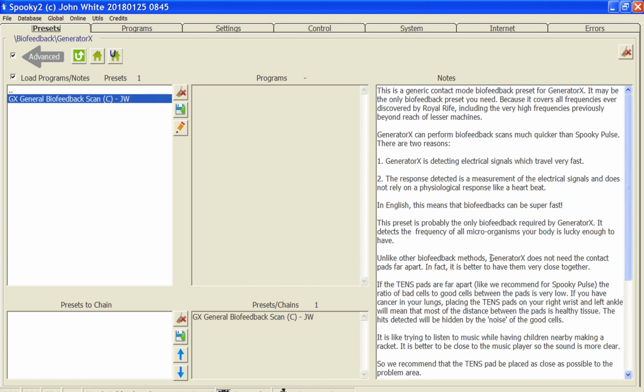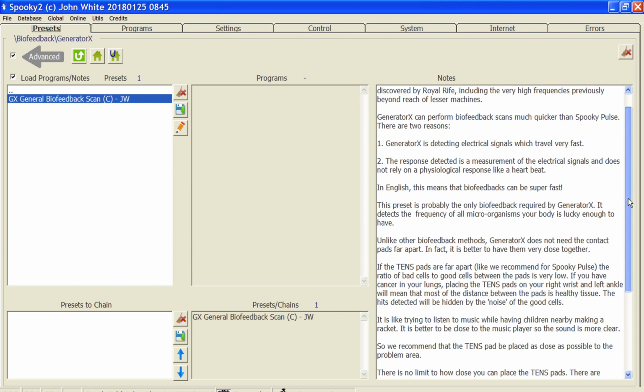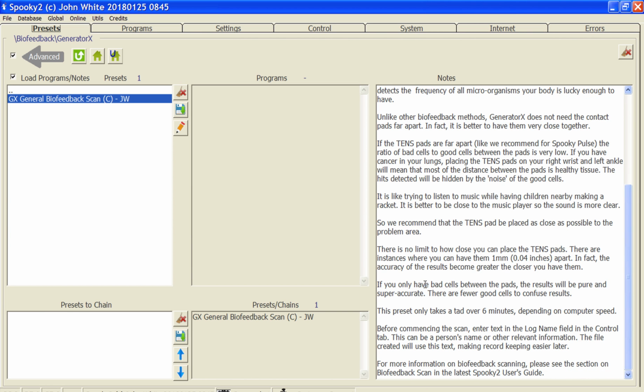And this isn't very good. When you want to listen to something, you want to listen to the pure signal. You don't want to listen to something over something else. It's like when you try to listen to music and you've got children playing nearby, and of course, they're making a lot of noise. It's better to be close to the music player so the sound is more clear. So we recommend that the TENS pads be as close as possible to the problem area. Now, there's no real limit to how close you can have the TENS pads. There are times when you may want to have them very, very close.